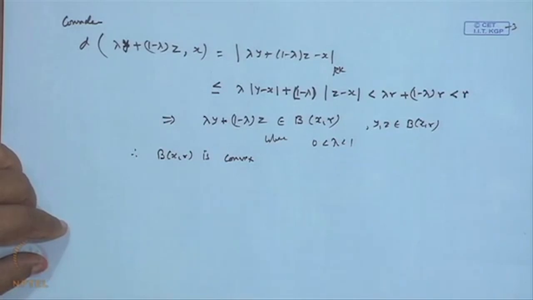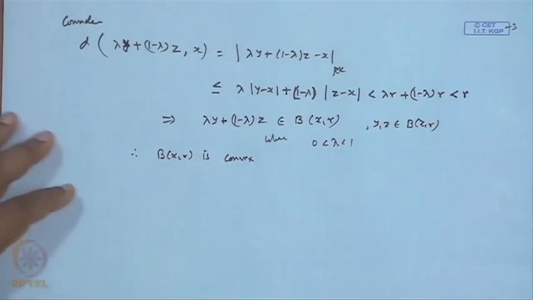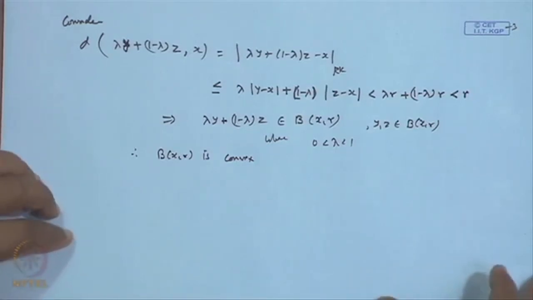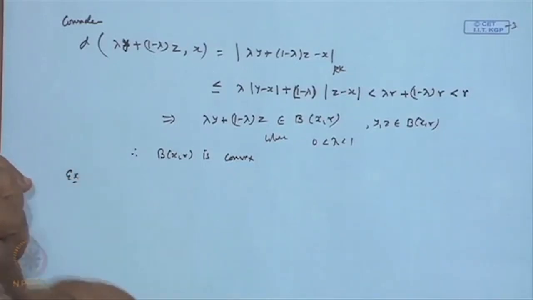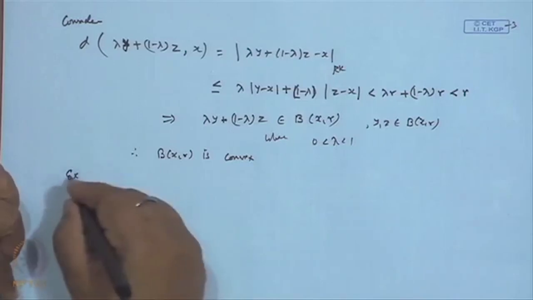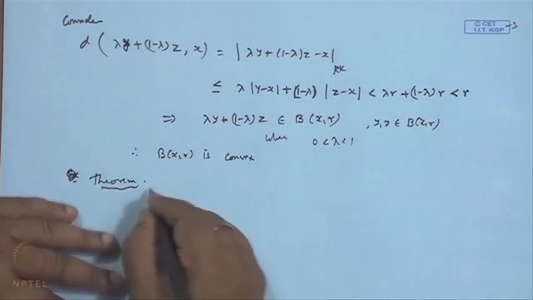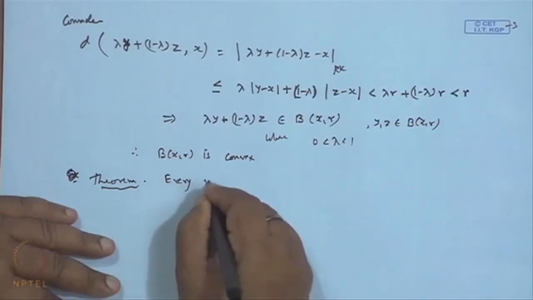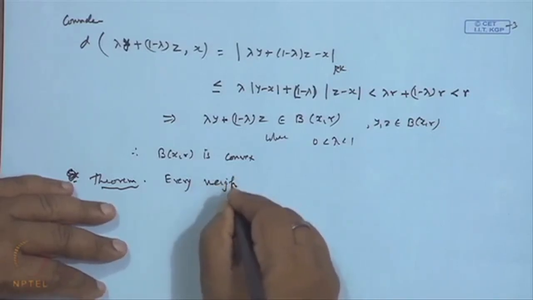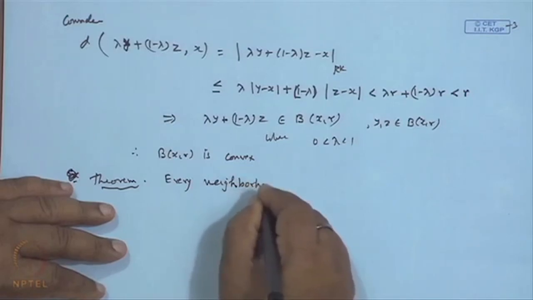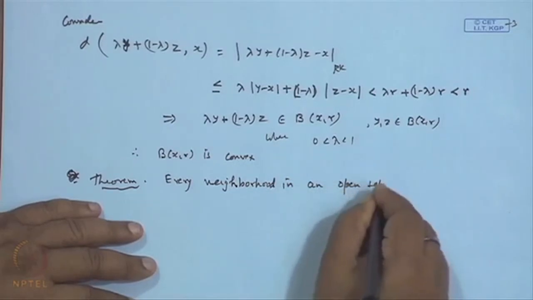This we will require. So, we are given the concept of convex sets. Now, we have seen the concept of open set, closed set, etcetera in the general metric space. So, we also have a few results, in the form of examples or theorems. The theorem says every neighborhood is an open set.